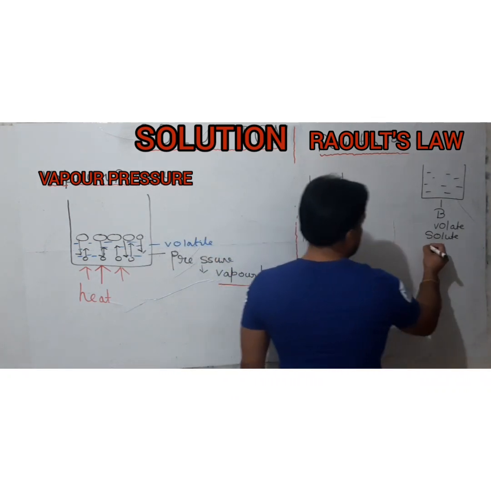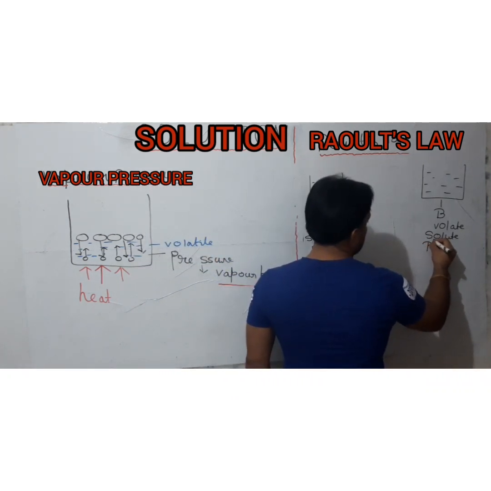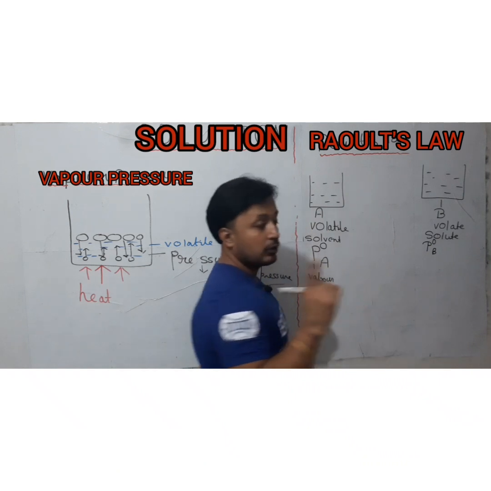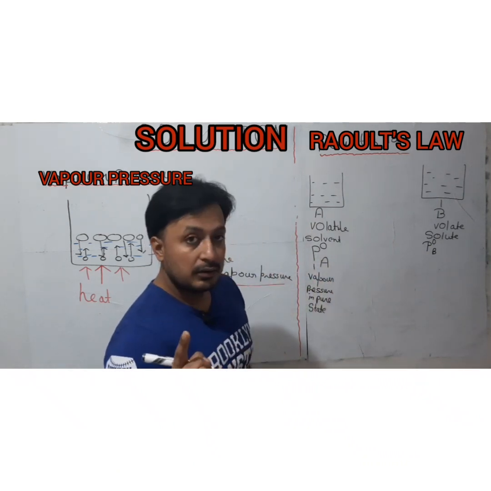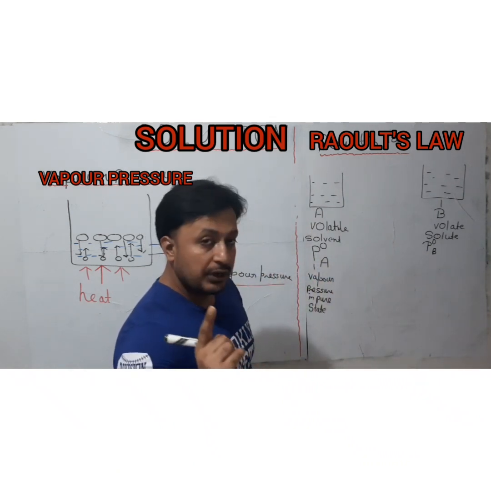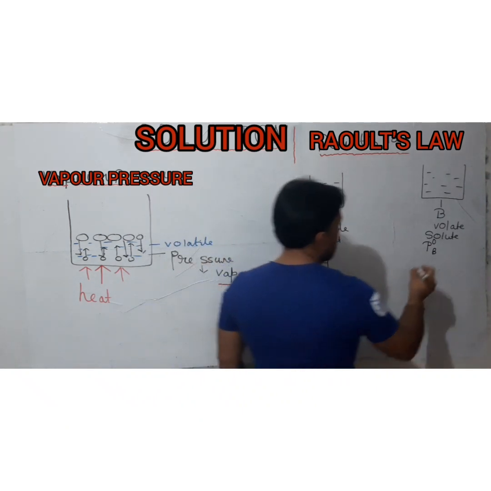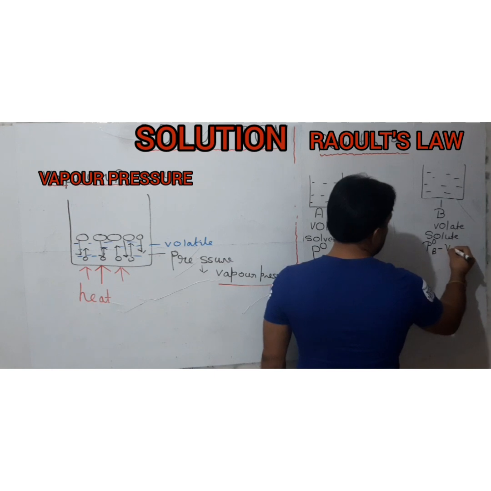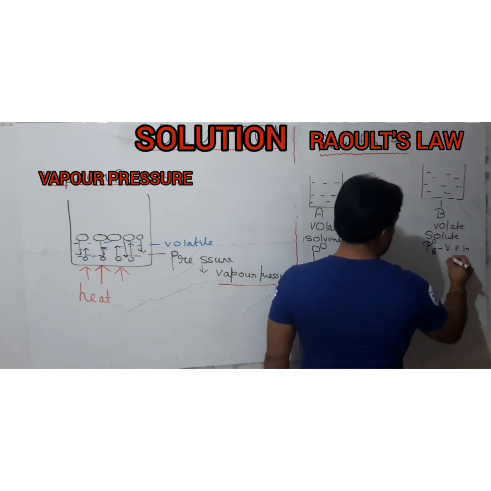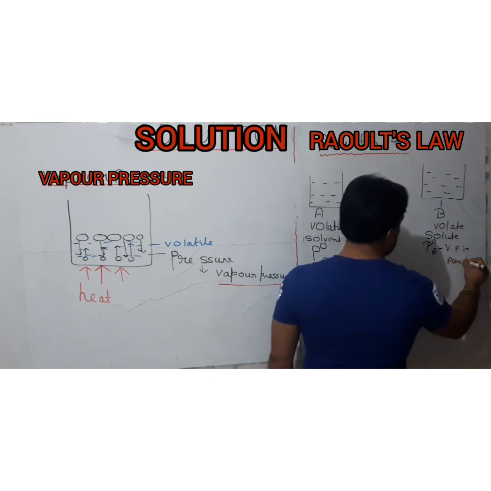Same is here, the vapor pressure of component B is P naught B, because that B component is also volatile, so it must also have some kind of vapor pressure. So P naught B will be the vapor pressure in pure state.